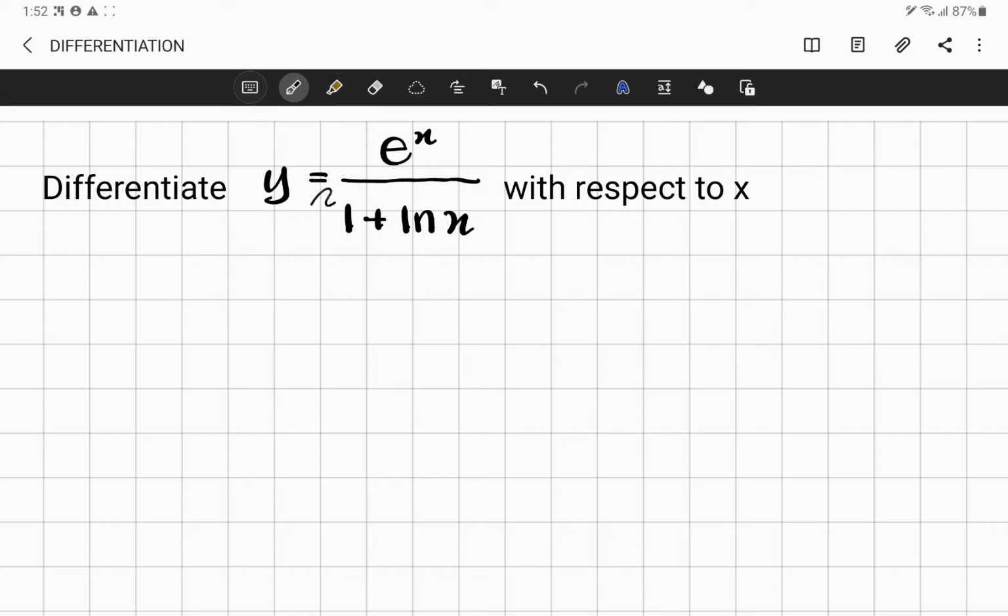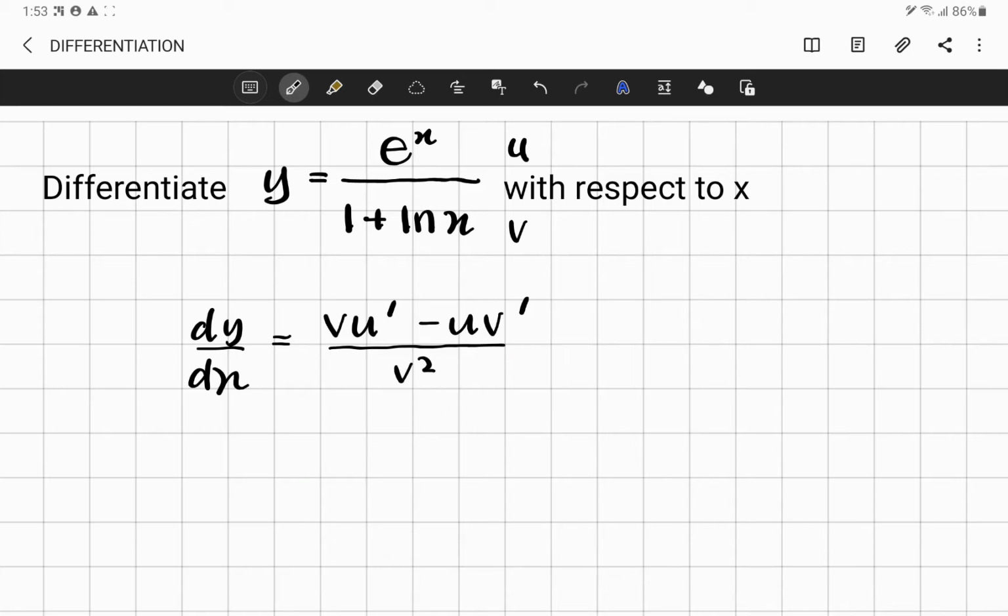Differentiate y equals e to the power x divided by 1 plus ln x with respect to x. Differentiate y with respect to x, we're going to get dy/dx equals to, and for this function we are going to use the quotient rule because we have two different functions in terms of a quotient: vu' minus uv' divided by v squared.